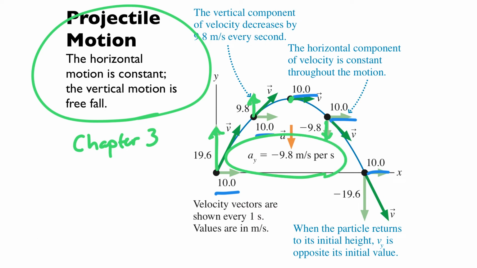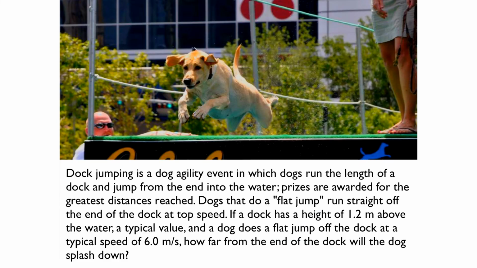And so we're going to take the projectile motion and treat it as two separate but related problems: the vertical motion, which is free fall, and the horizontal motion, which is motion with constant acceleration. Let's look at a first example. We're going to look at something called dock jumping.